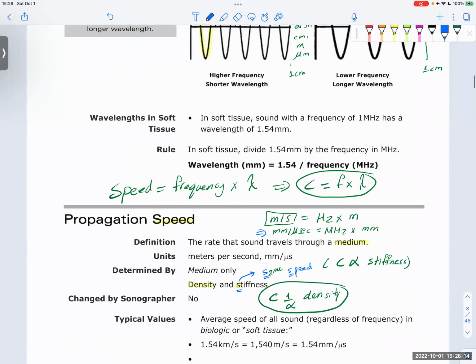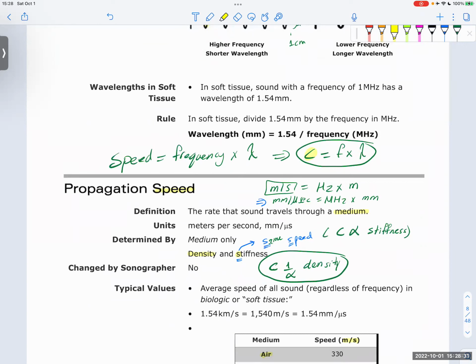But let's go back here and think about it this way. The medium itself determines the speed, okay? And we mentioned before that the ultrasound probe itself determines the frequency. Then the wavelength is affected by the medium through the propagation speed and by the ultrasound source itself through frequency. And that's very important, meaning that human factor cannot change wavelength. We as sonographers cannot change the wavelength.